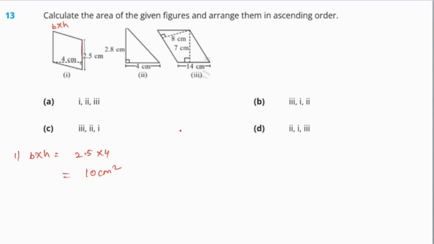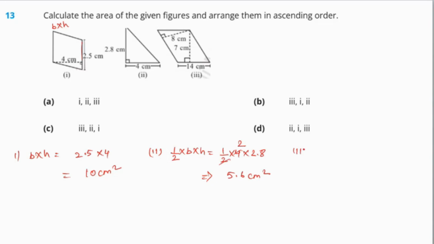Now, moving towards the second figure, this is a triangle, and for the area of the triangle, we have half into base into height. Correct? So here we will get half into 4 into 2.8. When we solve it further, this 4 we can cut to 2 times, so we will get 5.6 centimeters square over here.